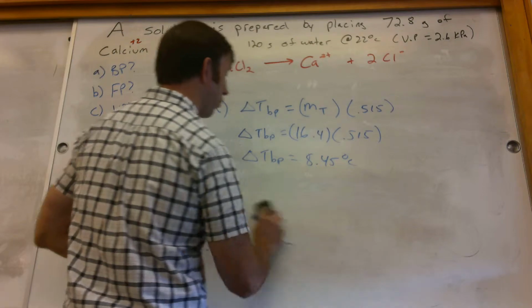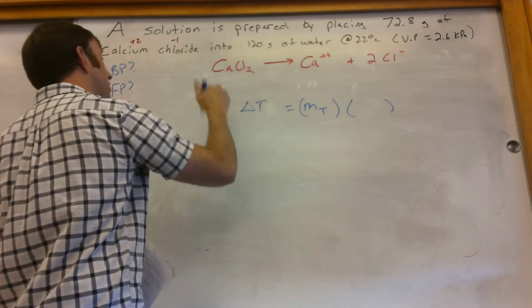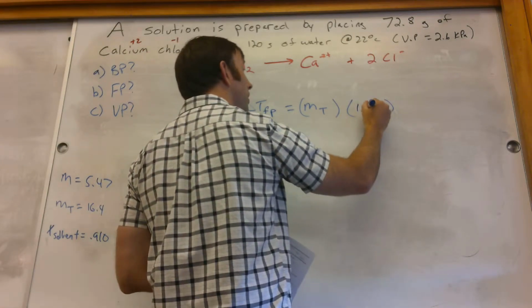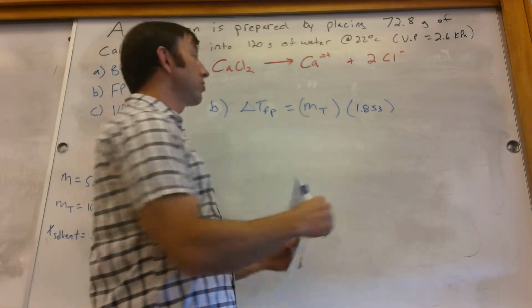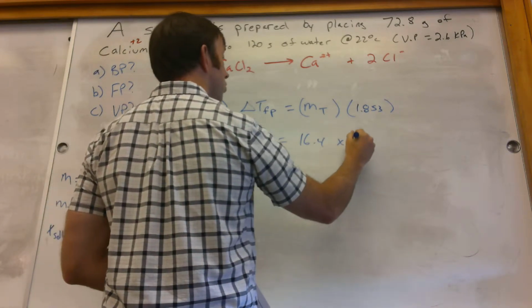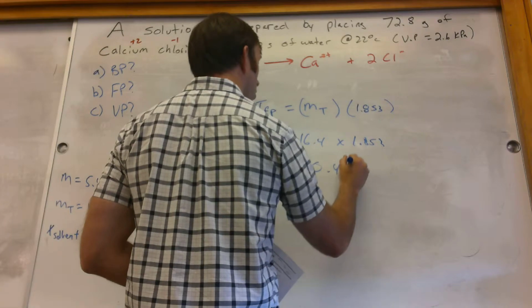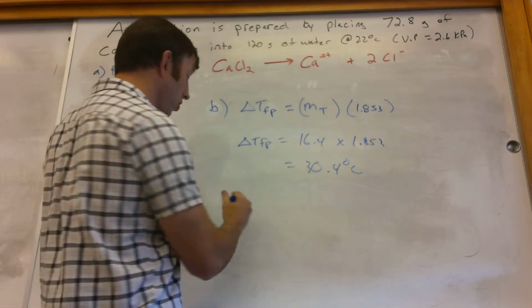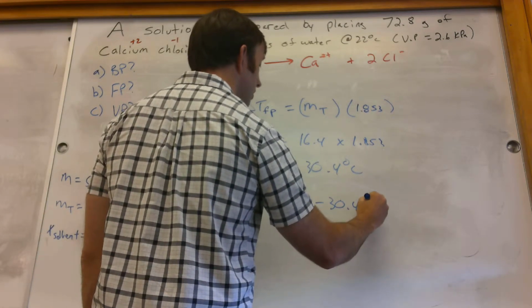Okay, letter B, my new freezing point. All right, so similar equation, I just have a different constant. Letter B here, change in my freezing point. So my change in temperature FP will be my total molality times 1.853, right? And that 1.853 is my freezing point constant for water. All right, so I've got those two values, so delta T FP will be equal to 16.4 times 1.853, right? And that gives me 30.4 degrees Celsius. All right, which means in this case, since my normal freezing point of water is 0, I'm going to go 0 minus 30.4, which will give me a negative 30.4 degrees Celsius.